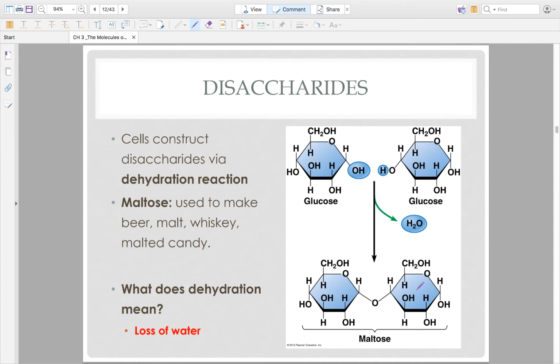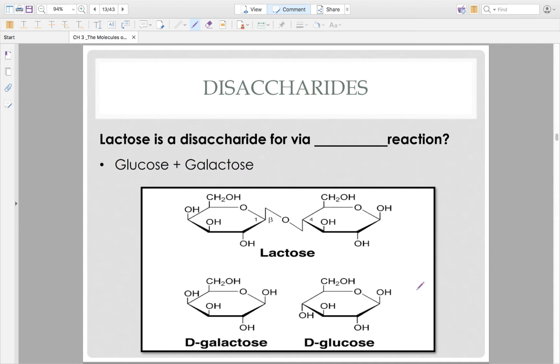Maltose is pretty interesting. Maltose is used to make beer, malt liquor, malted candy, and remember, it's made through dehydration synthesis. Okay, so these are some of the things that we have in our life. Okay, what about this one? This one's lactose. Lactose is a sugar. It's actually a disaccharide specifically that is found in milk. How do you build lactose? Okay, there's only one way to build, and that's dehydration reaction.